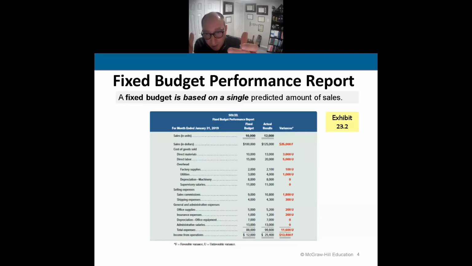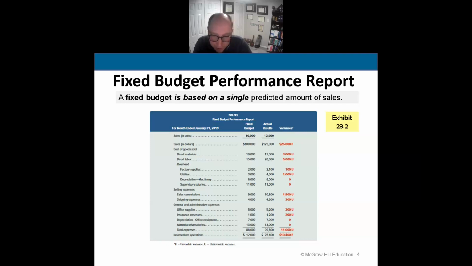So my 25,000 variance, and then I got all these unfavorables. That's because I spent more than I expected. 3,000, 5,000, 100, 1,000, 1,800, 300, 200, 200. So what I do is I total up all my expenses, my variances. My total expense variance is $11,600. Unfavorable. It's unfavorable again because I spent more than I had planned for.